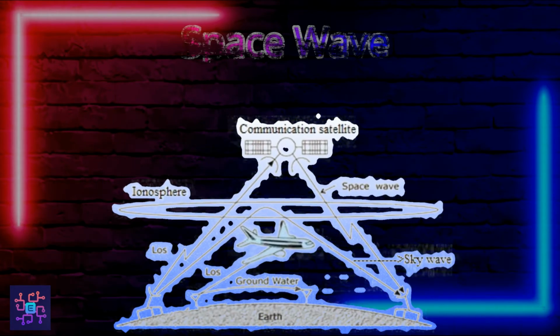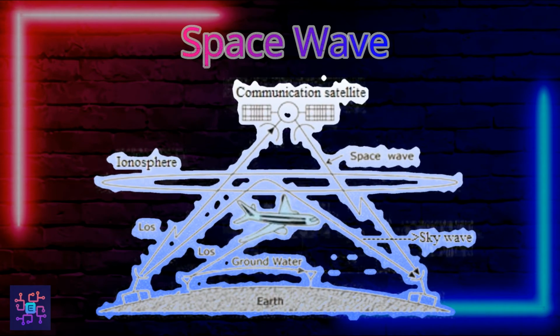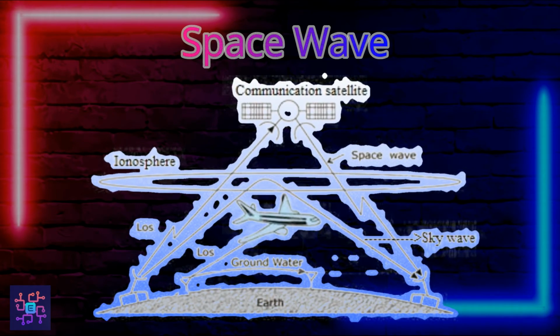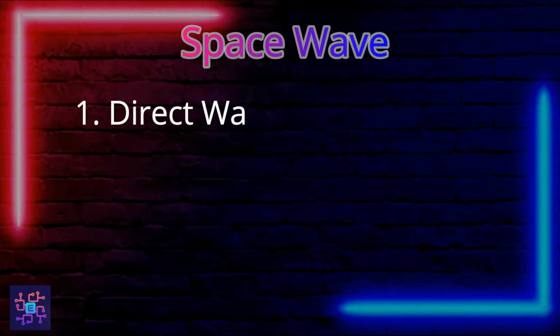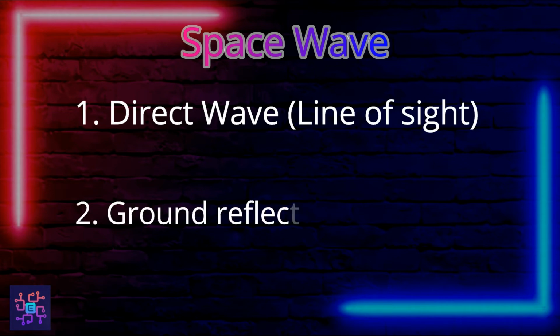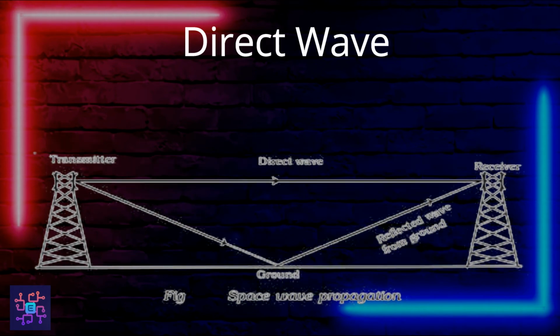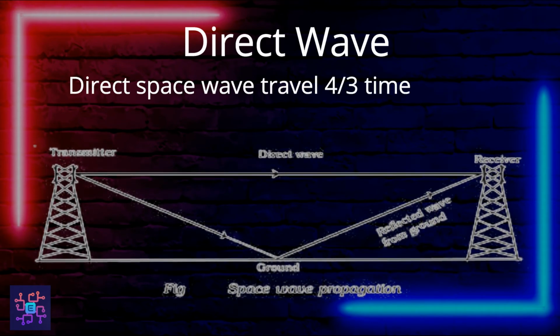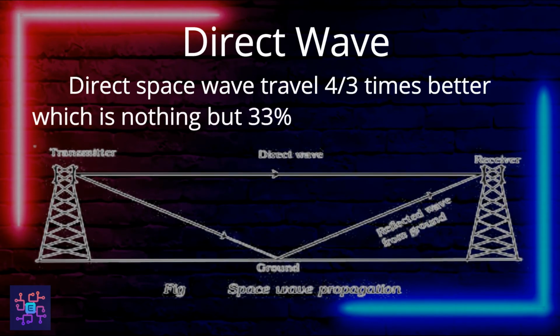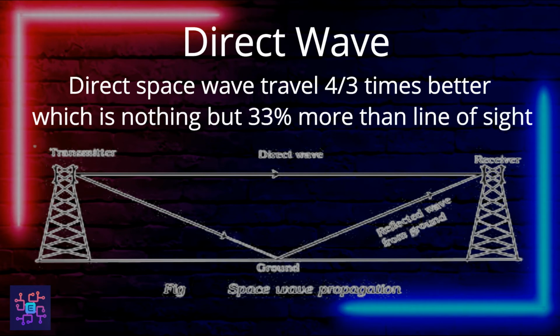Now here comes the second way, which is space wave propagation. Space wave propagation can be classified into two. The first is the direct space wave. The second one is the ground reflected wave. Now a direct space wave can travel 4/3 times better, which is nothing but 33% more than line of sight.